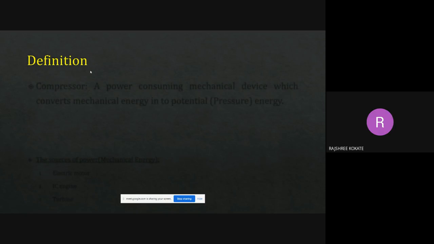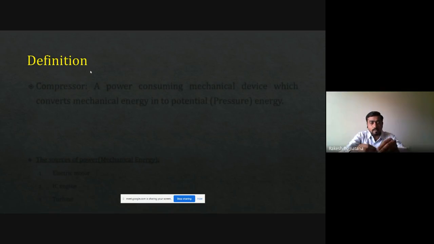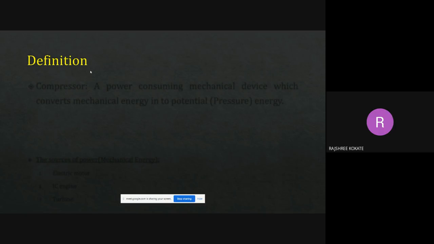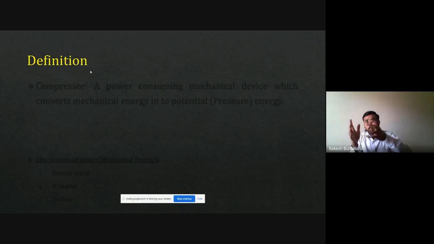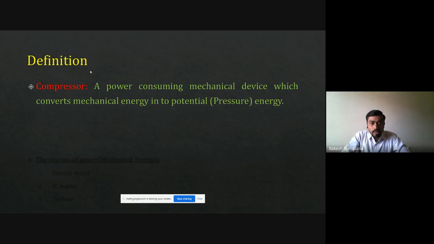Now let's put all these words in one single line. We can say that a compressor is a device, not just a mechanical device, but a mechanical power consuming device which converts mechanical energy into potential energy. The definition of compressor is clear now: a power consuming mechanical device which converts mechanical energy into pressure energy or potential energy of air is known as a compressor.